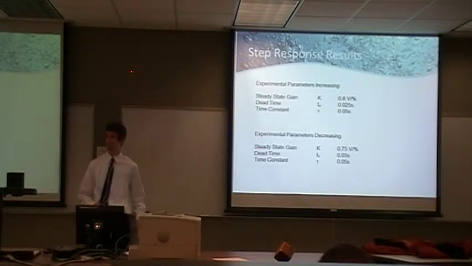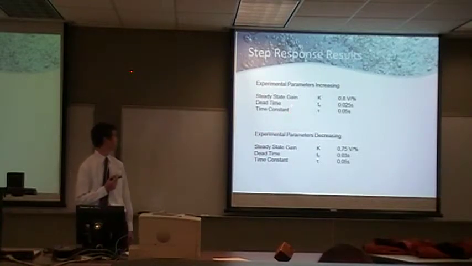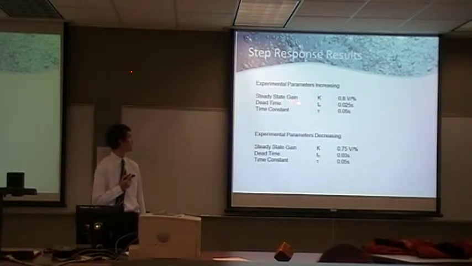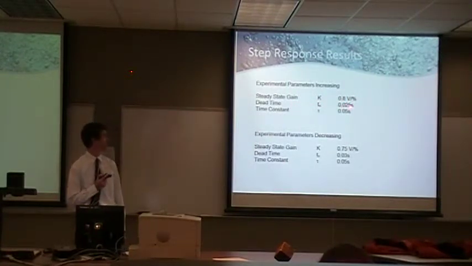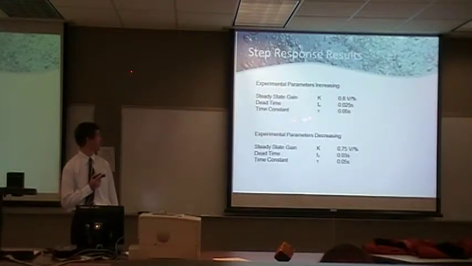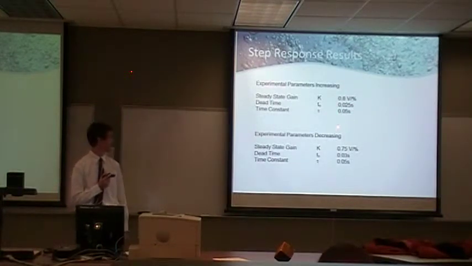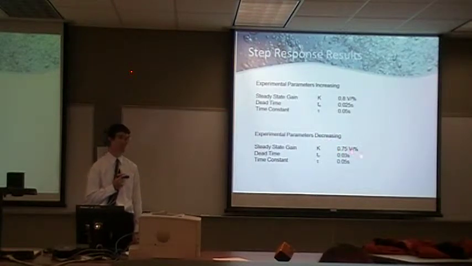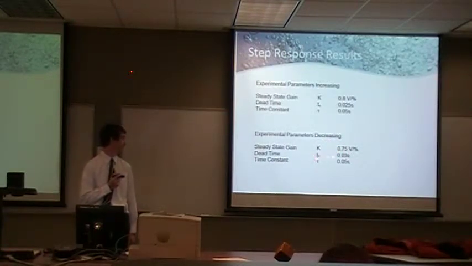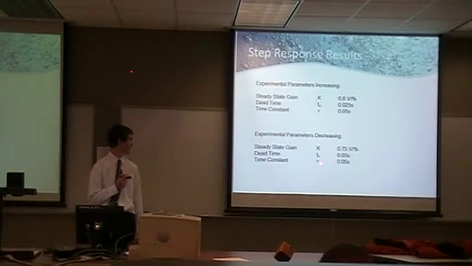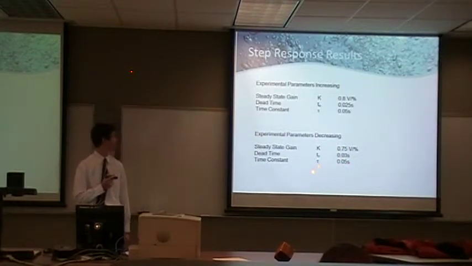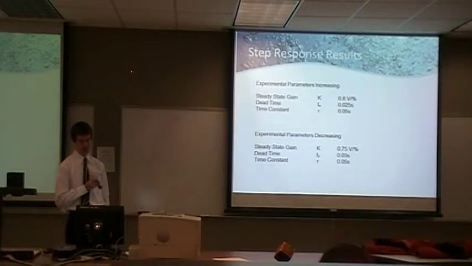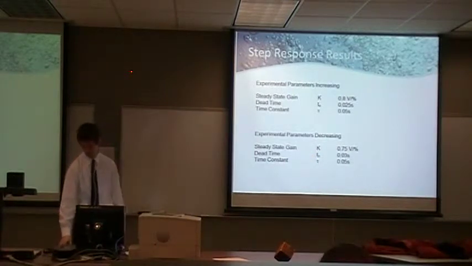From our step response graphs, we have determined the parameters. Steady state gain for a step up is K of 0.8 volts per percent, a dead time of 0.025 seconds, and a time constant of 0.05 seconds. For a step down, our K was found to be 0.75 volts per percent, dead time of 0.03 seconds, and a tau of 0.05 seconds. As you can tell from the two, the results are nearly the same.